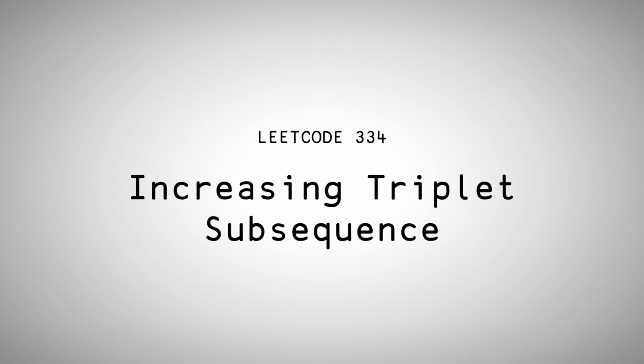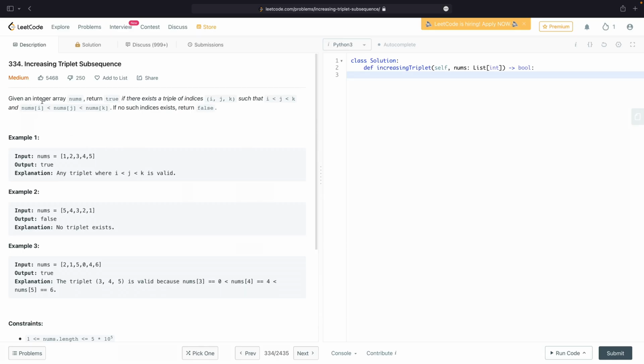Today we are doing the increasing triplet subsequence problem. Given an integer array nums, return true if there exists a triple of indices i, j, k, such that i, j, and k are in order, and the values in the array nums are also in order at those indices. Return false if no such set of indices exists.